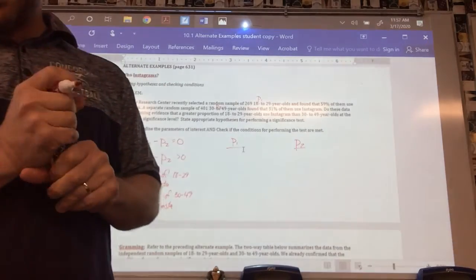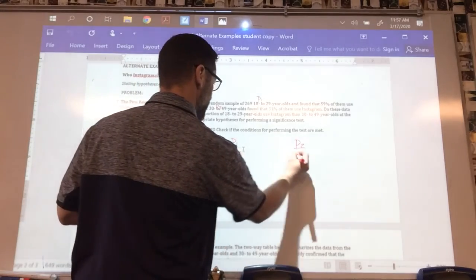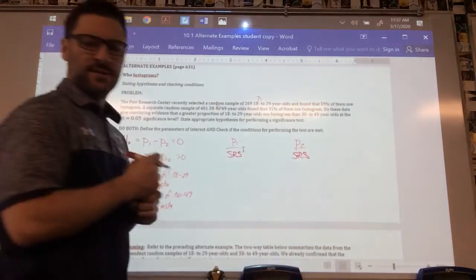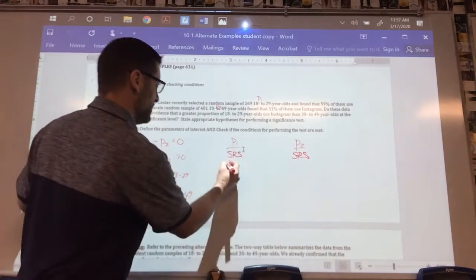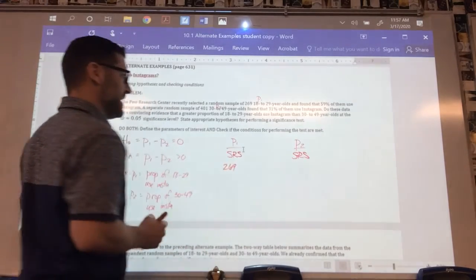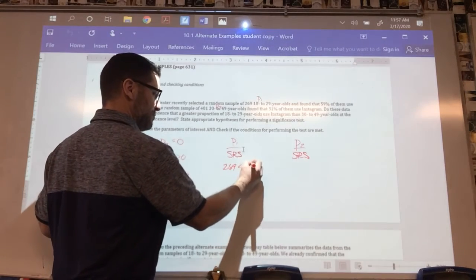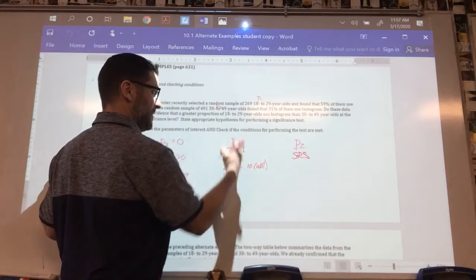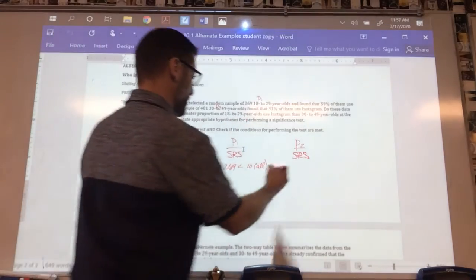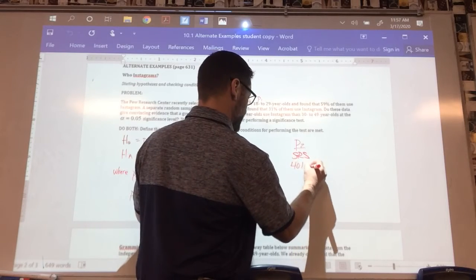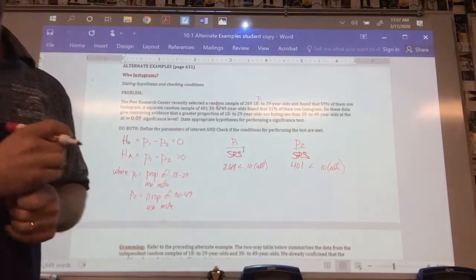So for P1, is it an SRS? It tells us in the reading they're both SRSs. I have 269 of these people, and I'm going to assume that's less than 10% of all in that age group. And how many did I have in the other one? I had 401. 401 is less than 10% of all in that age group.